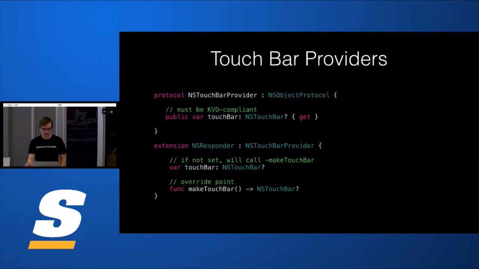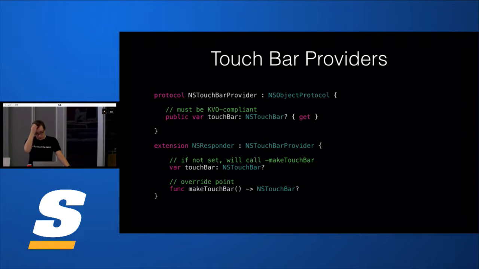So how does the system actually find a touch bar? There's a new protocol called NSTouchBarProvider. It has one property that returns an optional touch bar instance, and it has to be KVO compliant. This is because AppKit is going to observe the provider's touchBar property. So you can nil it out if you want to, and the system will notice that and then requery for a new touch bar instance. So we use that in our app when we switch modes from the normal mode to crop mode. It's the same object that's providing the touch bar, but we sort of replace the touch bar wholesale, and KVO is how that's accomplished.